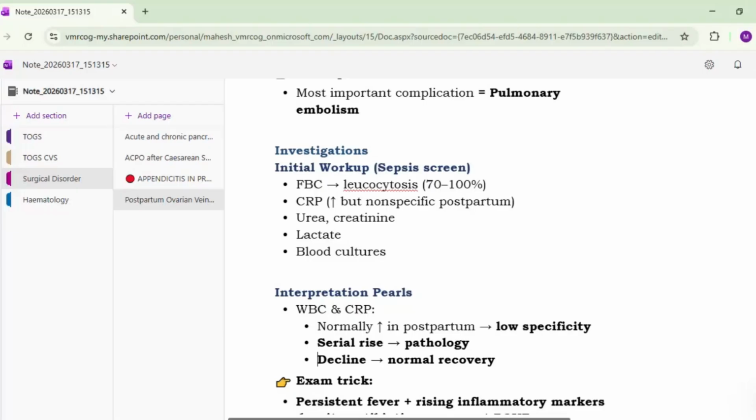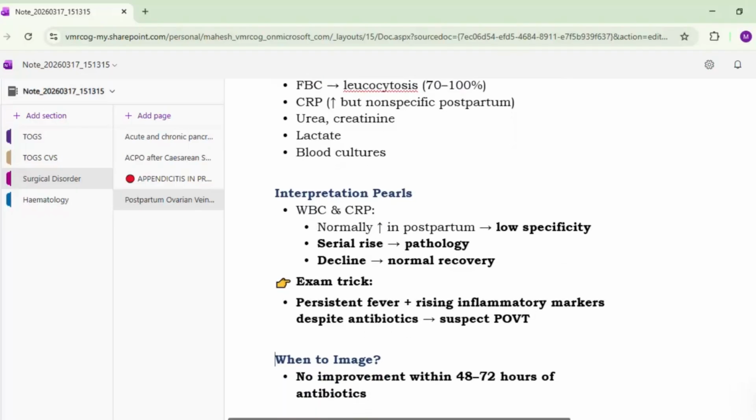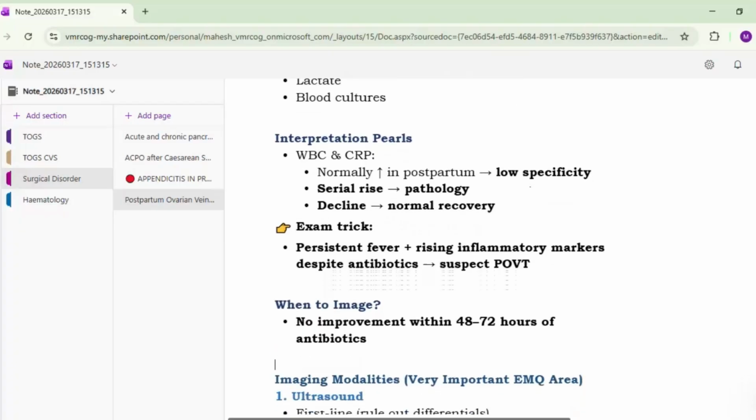Investigations will show leukocytosis and increased CRP levels, but this is a non-specific postpartum finding. Then urea, creatinine, lactate, and blood cultures, we need to do these investigations. What will happen to the WBC? As mentioned, there will be a rise in WBC count and CRP levels. Normally in the postpartum period there is also an increase in WBC count, so specificity is low. However, a serial rise is suggestive of pathology. In normal postpartum status it should decline, but if it is rising serially, that points towards pathology. So persistent fever plus rising inflammatory markers despite IV antibiotics, think of POVT.